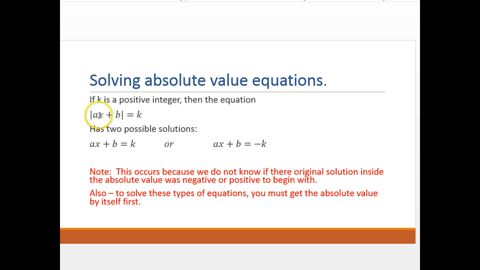The reason this occurs is we do not know if the stuff inside the absolute value is a positive k or a negative k. And it doesn't really matter because the absolute value will make it positive in the end, but we have to solve for both.